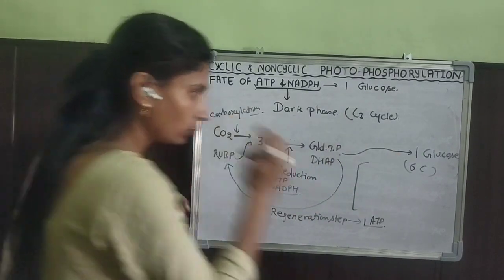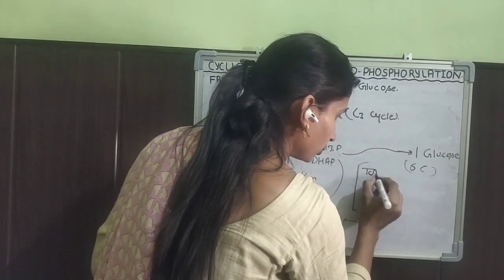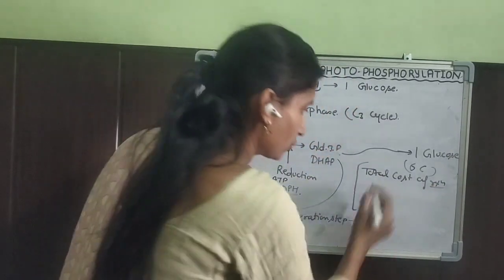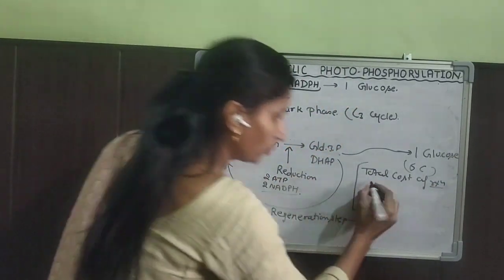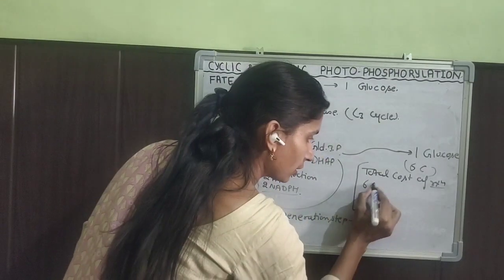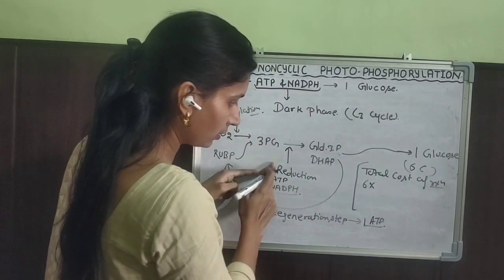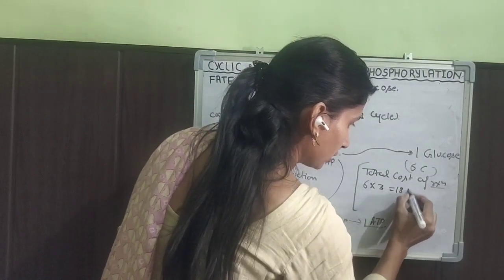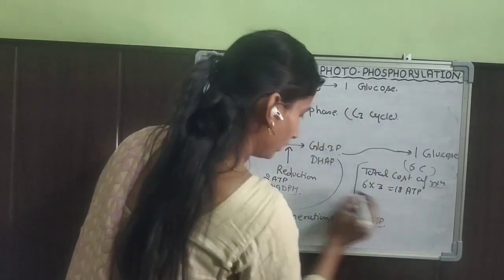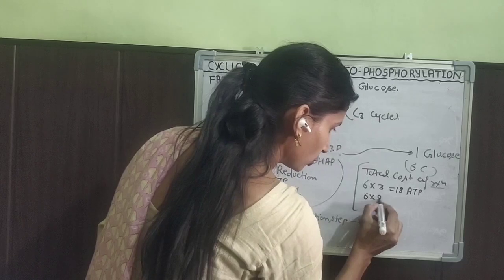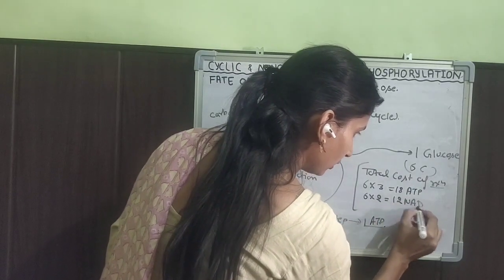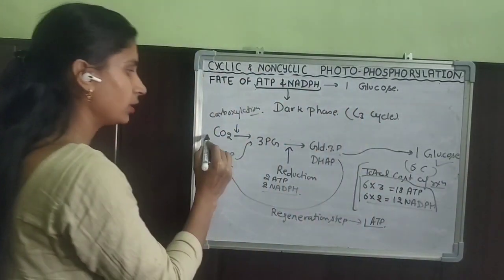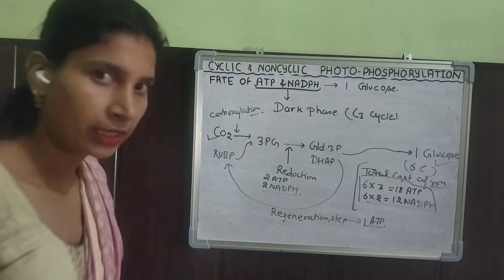which is glucose. So the total cost of the dark phase reaction: here it is 2 ATP in the reduction phase because 6 carbon dioxide is required, so 6 into 2, plus 1 ATP in the regeneration phase, that is 6 into 3, a total of 18 ATP is required. Here is 2 NADPH, so 6 into 2 means 12 NADPH is required to produce a single molecule of glucose from 6 molecules of carbon dioxide.